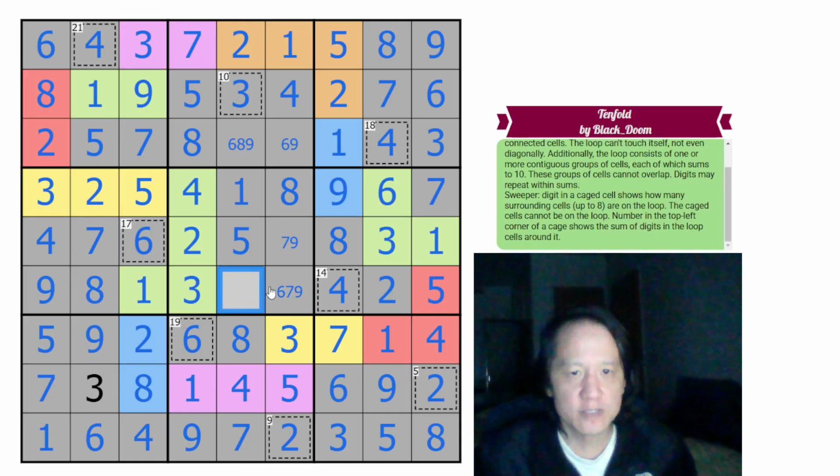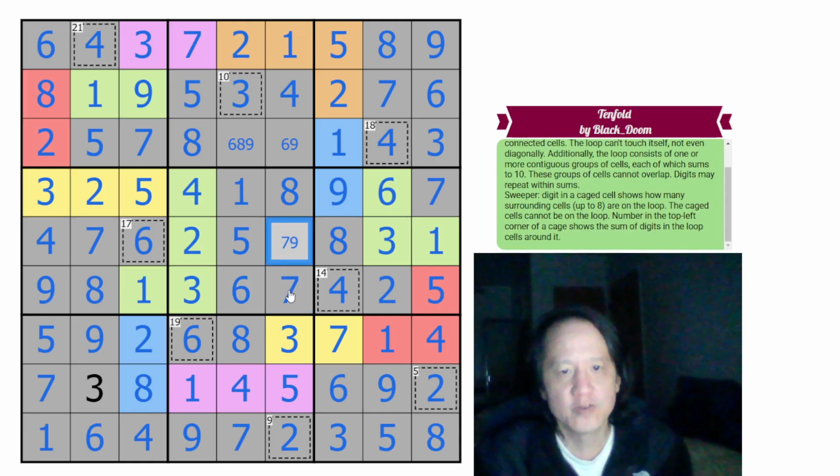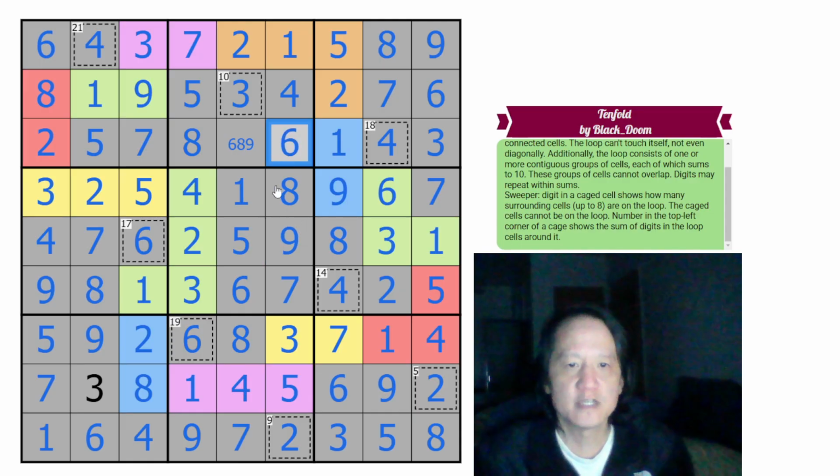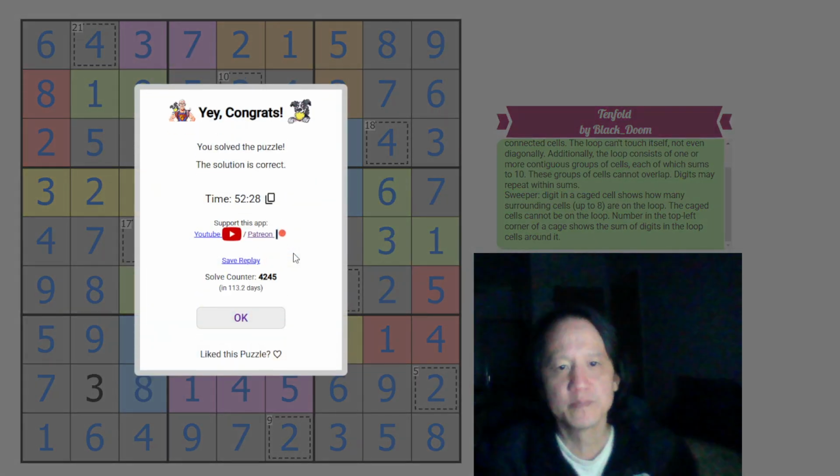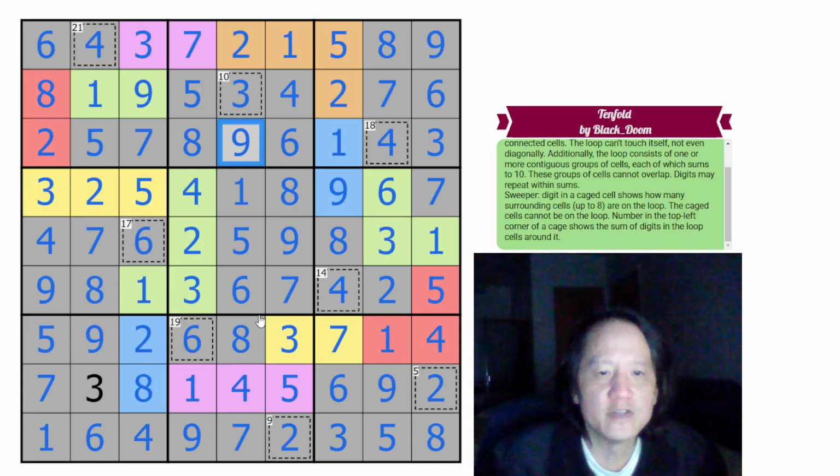This can't be 9, so this is 6, 7, 6, 7. But this can't be 7, so this is 6, which makes this 7, which makes that 9, which makes that 6, and therefore that's a 9. And that's how you solve it.